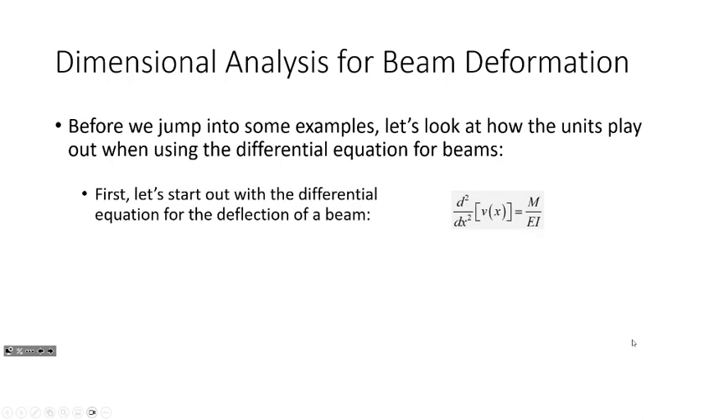So I want to start off with the original differential equation. The original differential equation says the second derivative of displacement is M over EI. Now, if I want to determine the slope, that is the first derivative. With me so far? So the slope is the first derivative. If I want to get from the second derivative to the first derivative, I integrate, right?